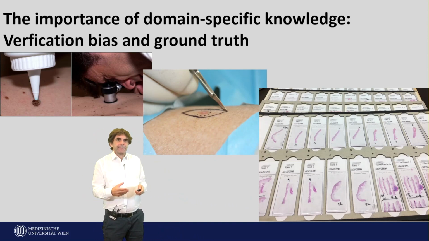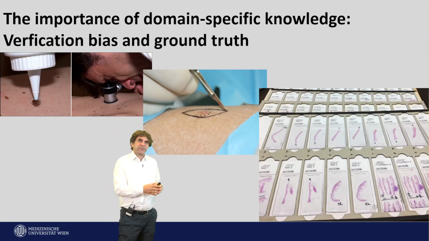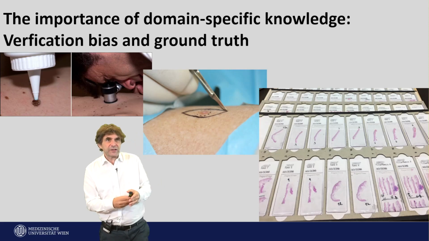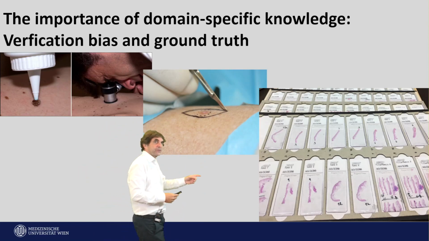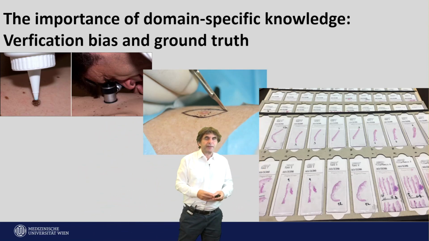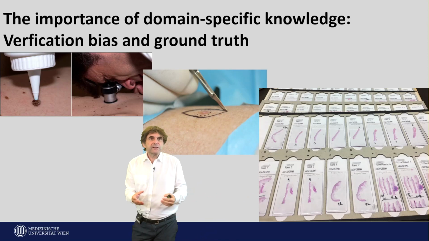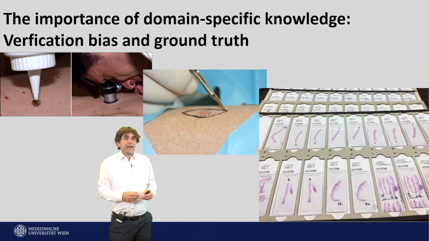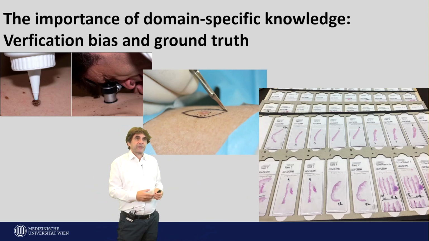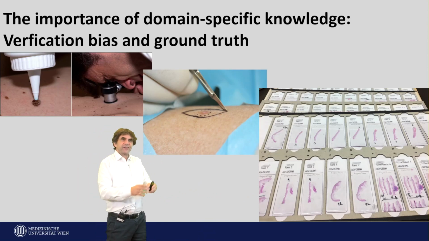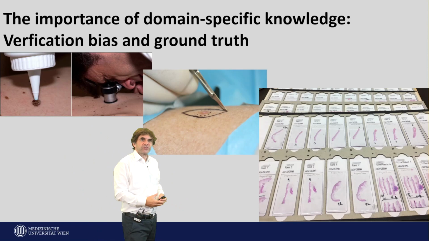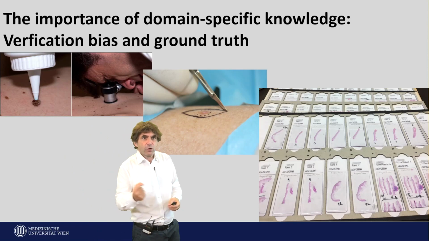Verification bias means that many data sets have only lesions included that are histologically verified, that have been biopsied, and the diagnosis is verified by a pathologist. And this is problematic because then you include only lesions that are suspicious, and you miss the realm of lesions that are not suspicious. This you also have to know.